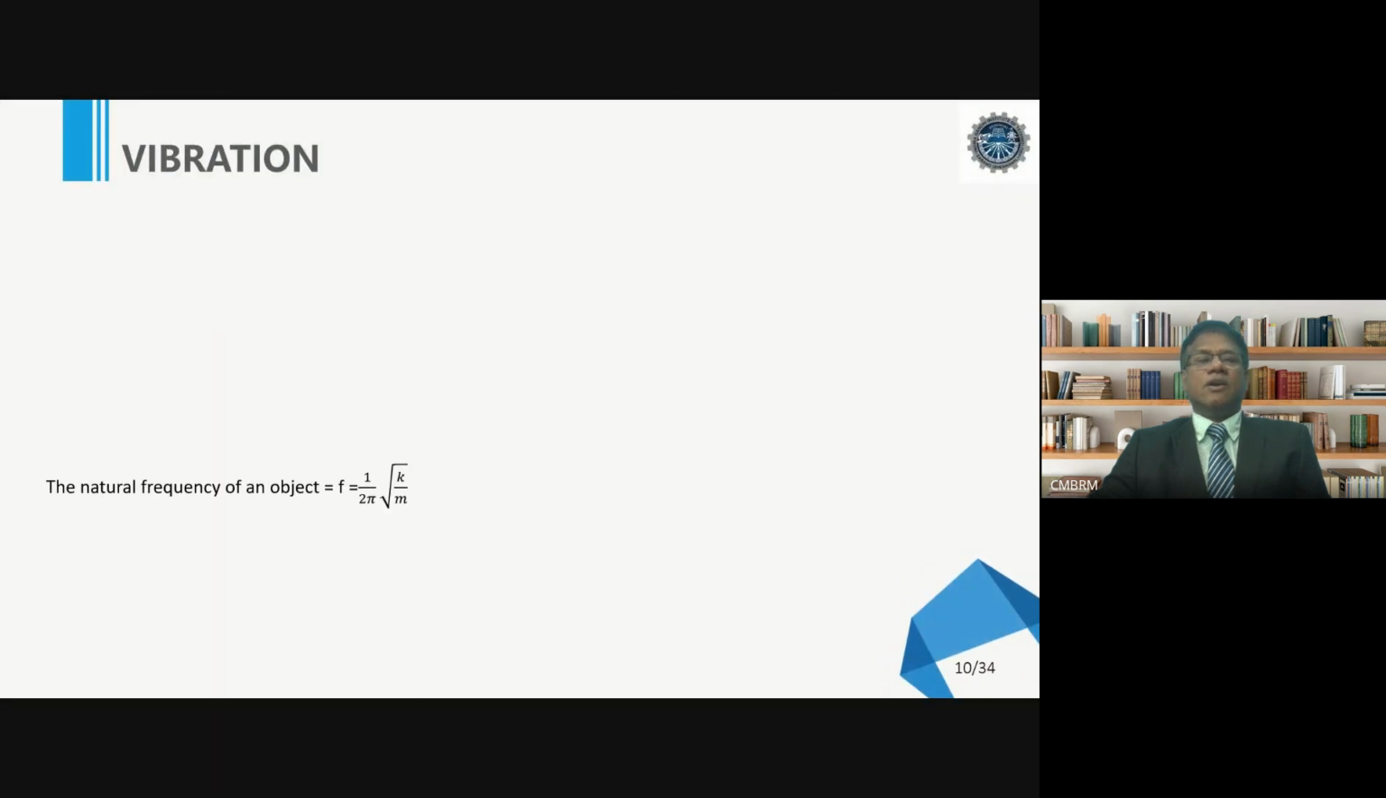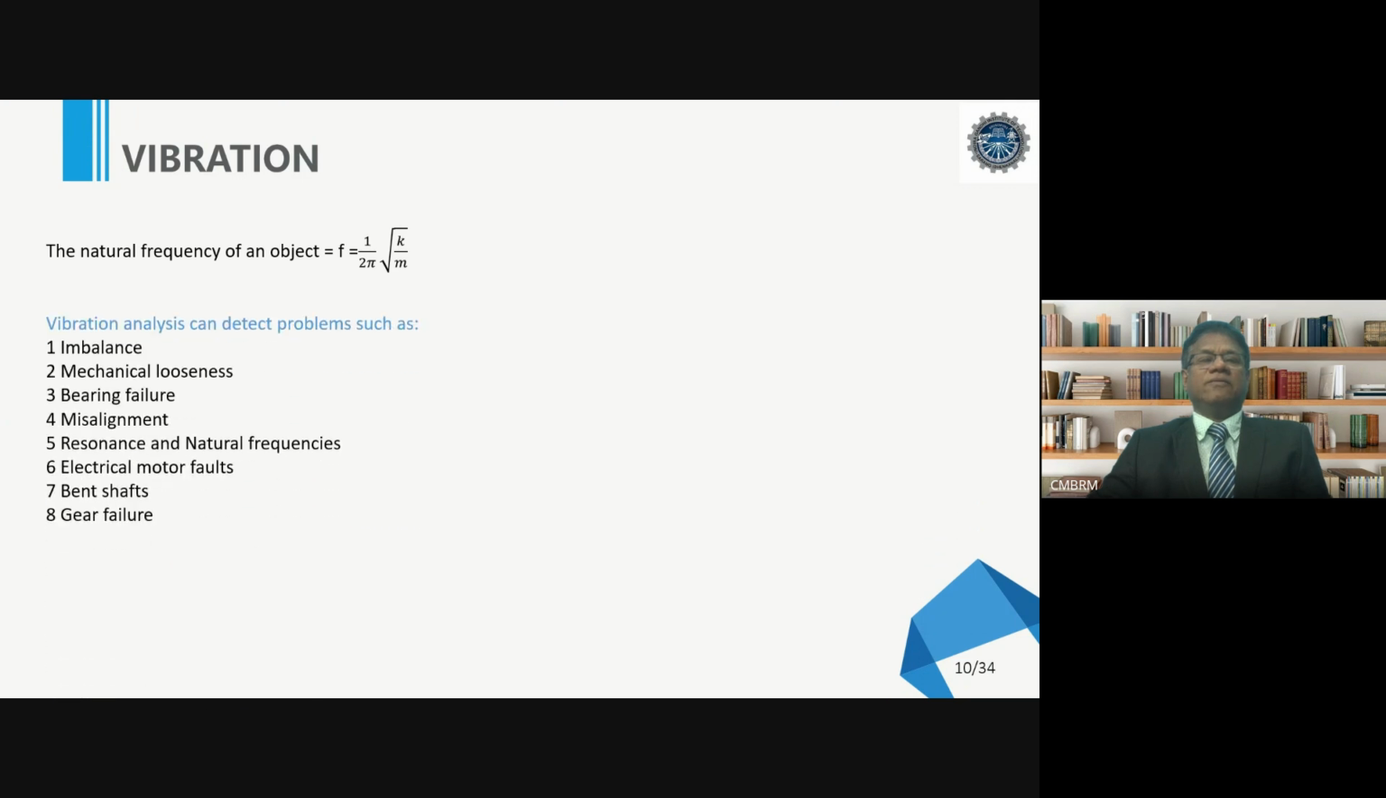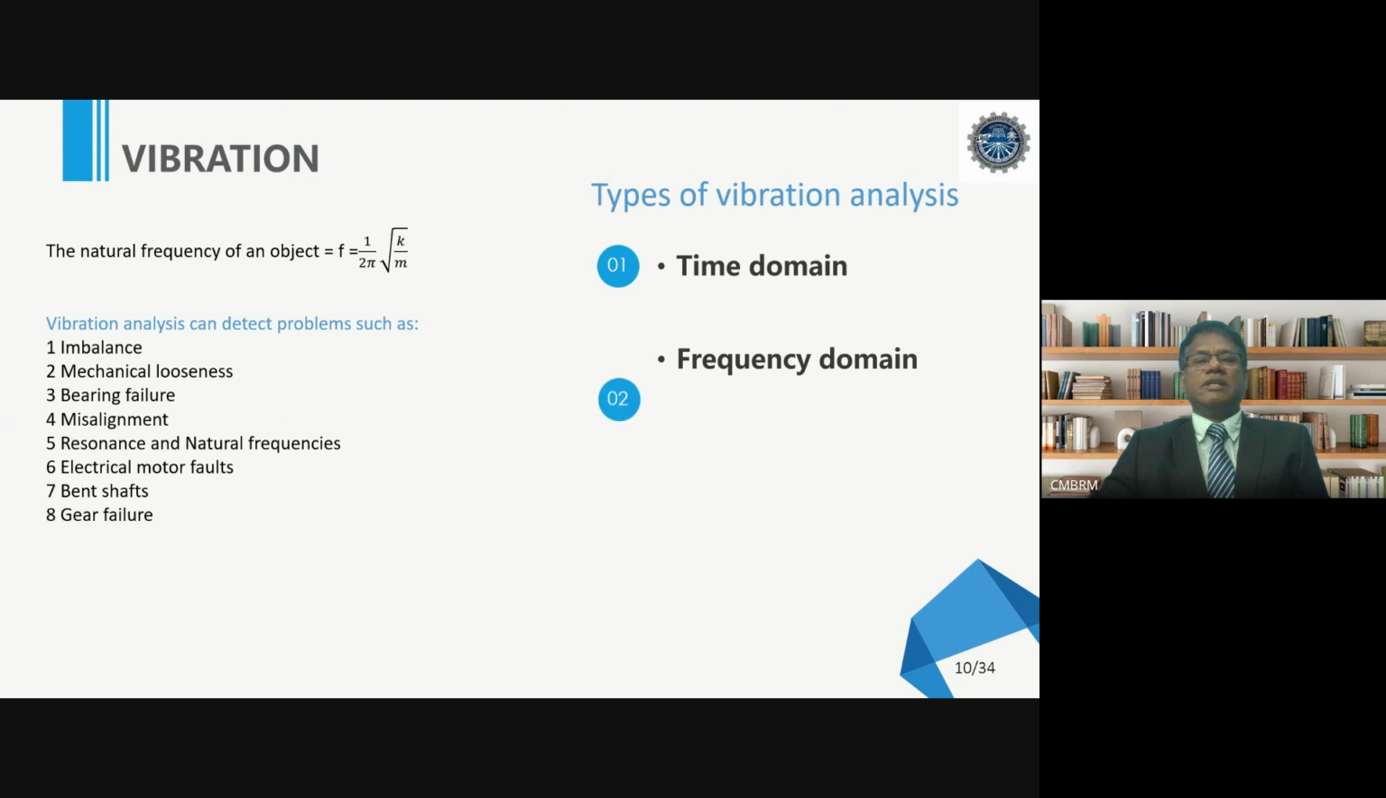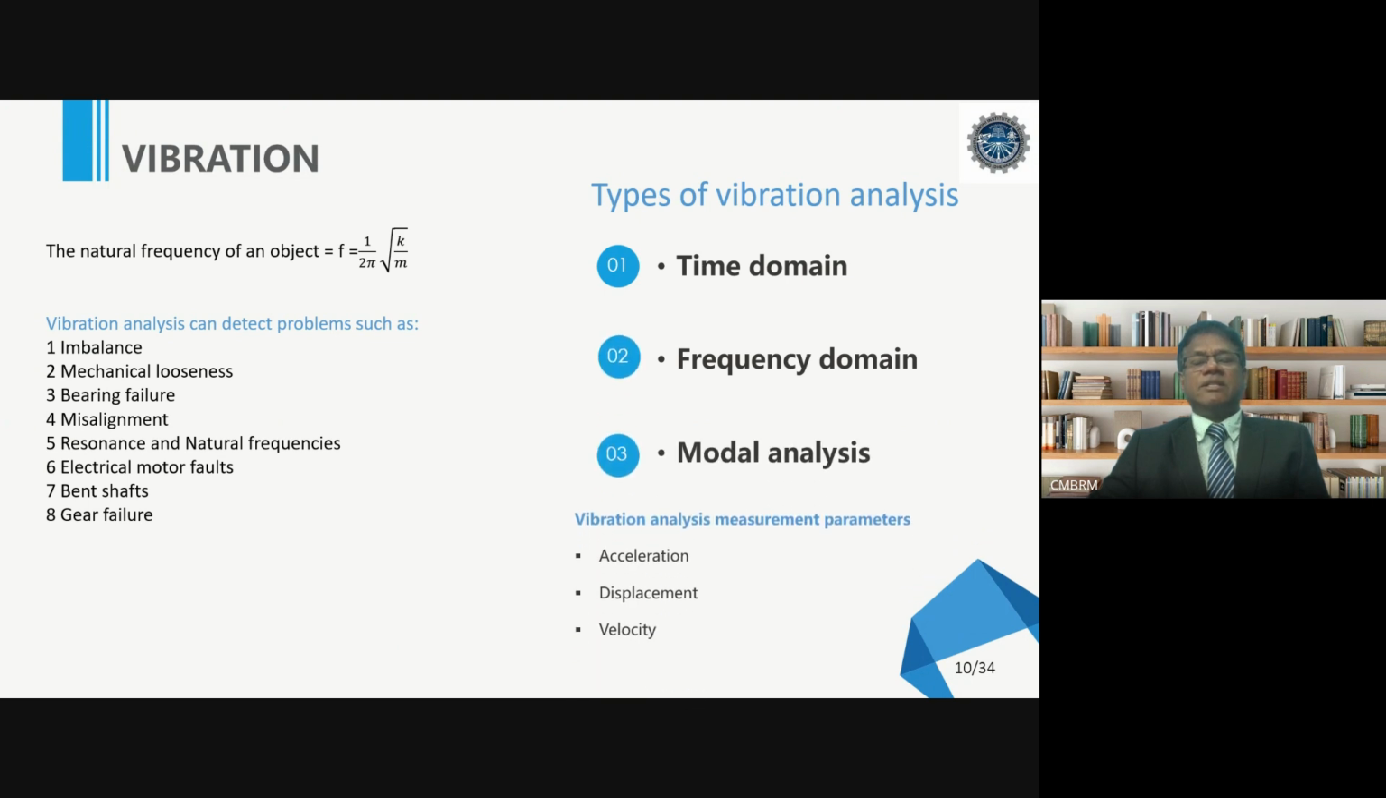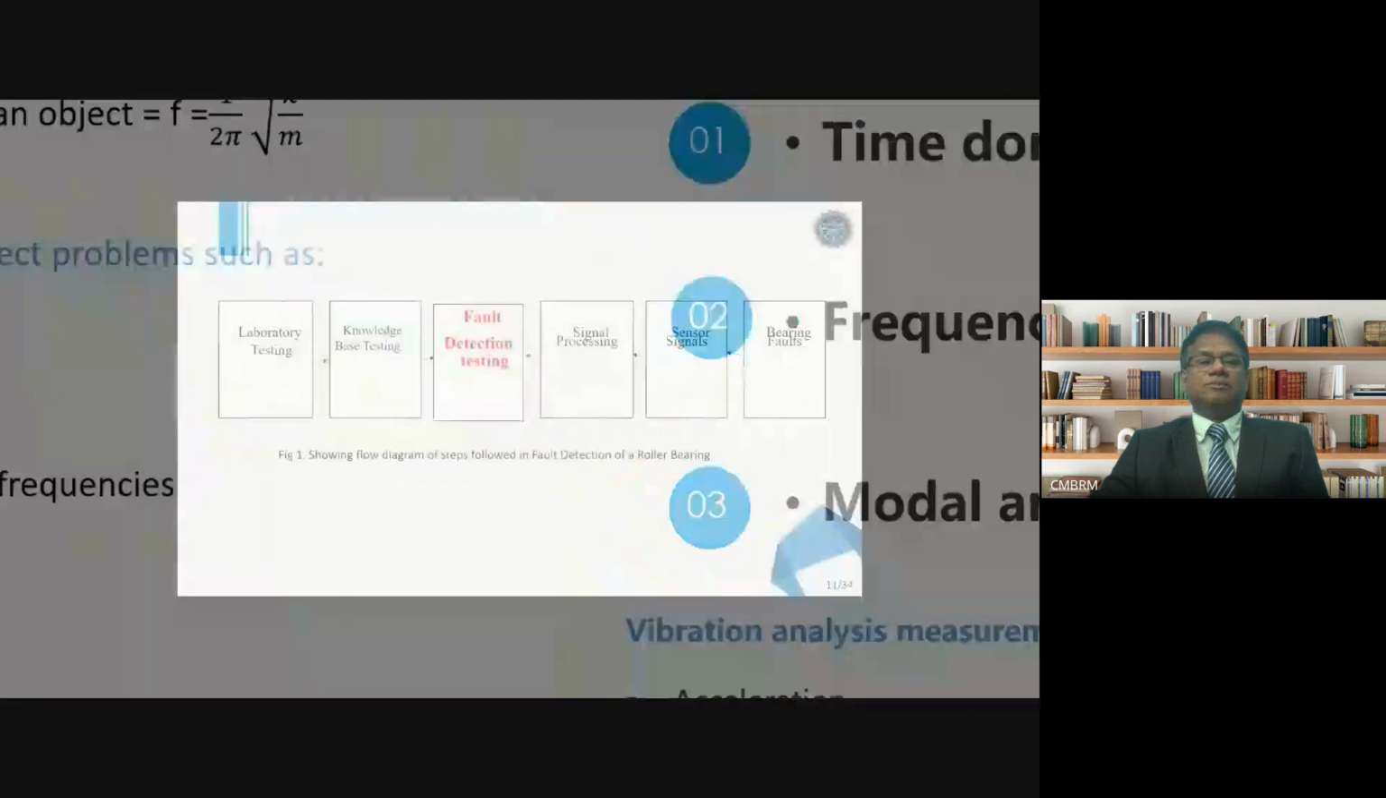So exactly how will we develop this particular condition monitoring system? Let us go through a few lines on vibration. Whenever we have the stiffness of a material and we know its mass, the object is going to vibrate. What are the types of vibration analysis? We can go for time domain analysis, frequency domain analysis, or modal analysis. Vibration analysis measures component parameters, usually acceleration, displacement, and velocity.